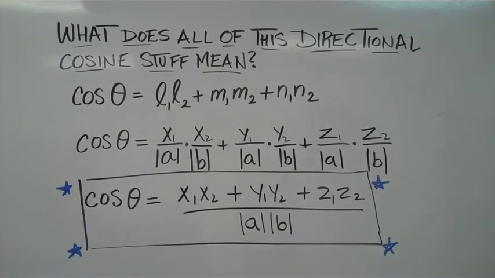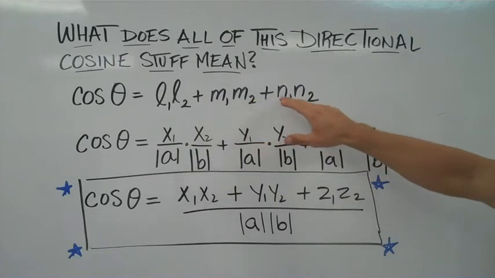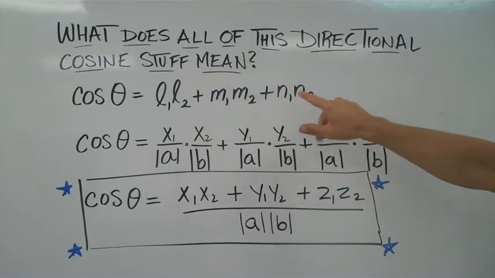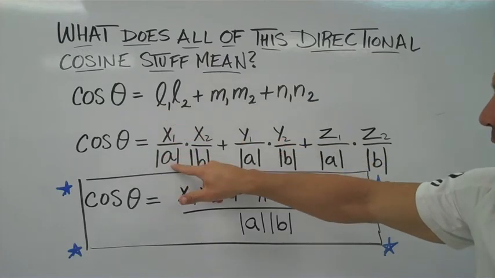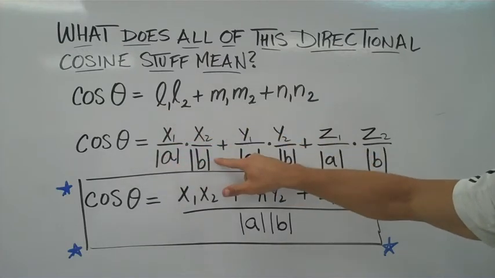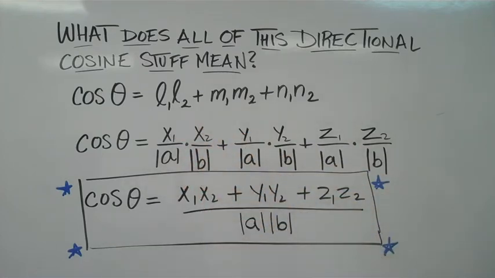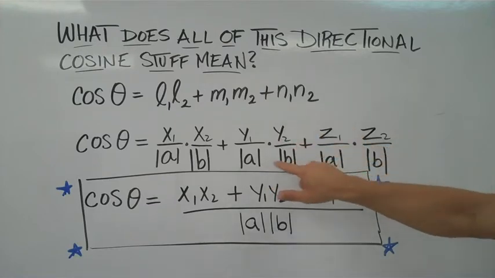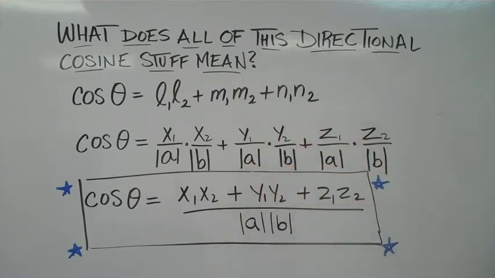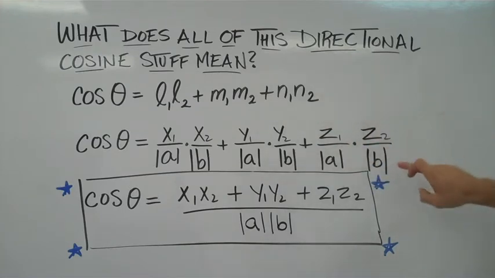We saw in our last slide that cosine theta equals L1 times L2 plus M1 times M2 plus N1 times N2, which worked out just to be the cosine of the x component, which was x over a, times x over b. These are both the cosines of the x component of our two different vectors, a and b, plus the y component over a times the y component over b. Notice these are the magnitude of a and the magnitude of b, plus the z component over the magnitude of a times the z component over the magnitude of b.